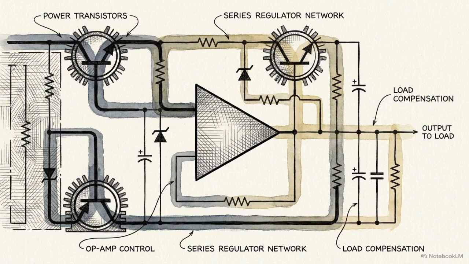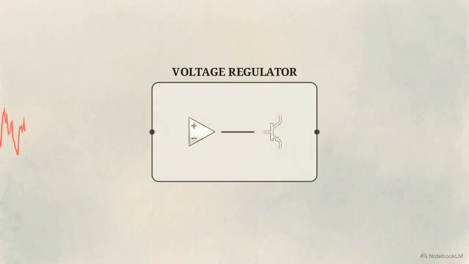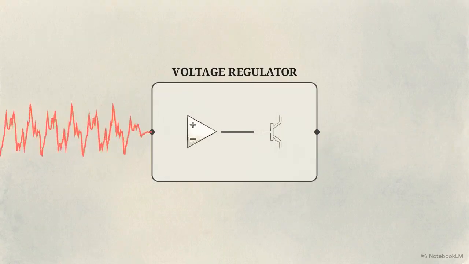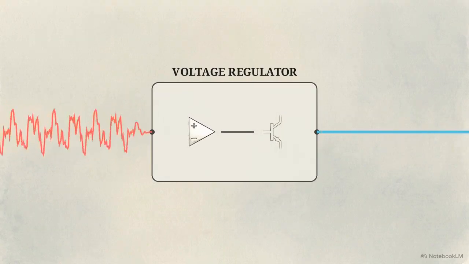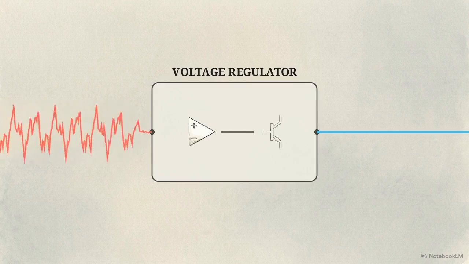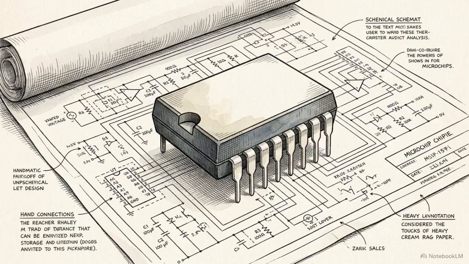Whether configured as a series or shunt regulator, the op-amp detects any drop or spike caused by the load and instantly commands the power transistors to compensate. A messy, fluctuating input enters on the left, and a perfectly flat, stable DC voltage is delivered on the right. This regulatory framework is so critical that entire chips are designed specifically to encapsulate this comparative logic for power management.